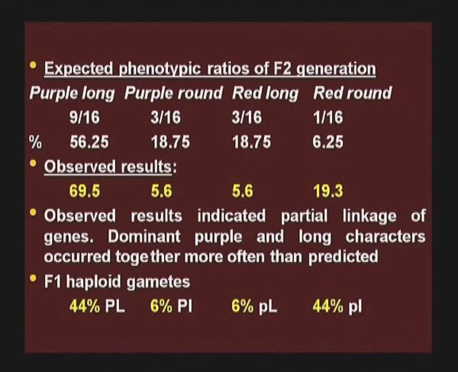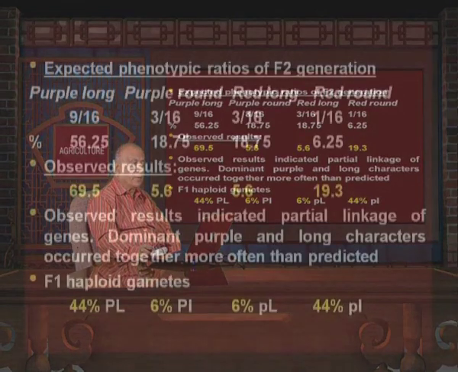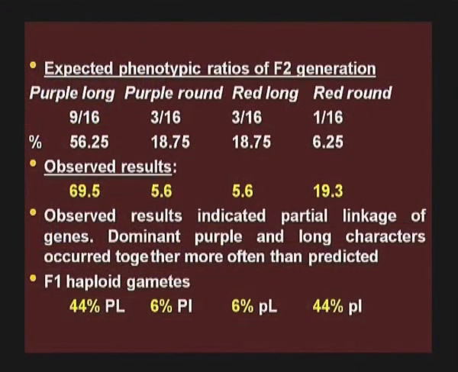It is the very famous law of independent assortment, or dihybrid cross, where the ratio we always observe is 9:3:3:1. But in the experiment, the scientists observed a different ratio, that is 69.5, 5.6, 5.6 and 19.3. These observed results indicated partial linkage of genes.